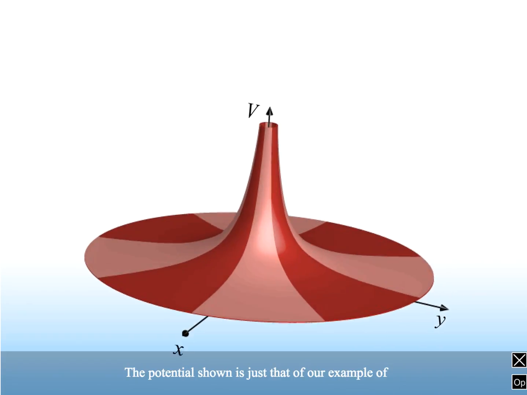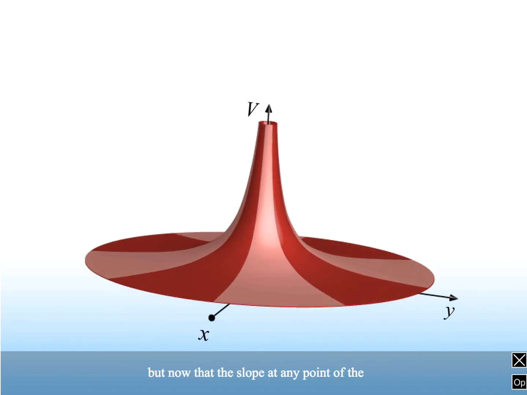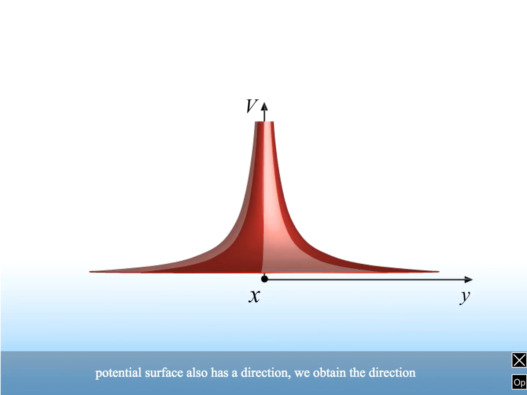The potential shown is just that of our example of a point charge located at the origin in the xy plane. As in the one-dimensional case, the steepness of the potential at any point tells us the magnitude of the electric field. But now the slope at any point of the potential surface also has a direction, so we obtain the direction of the field as well.